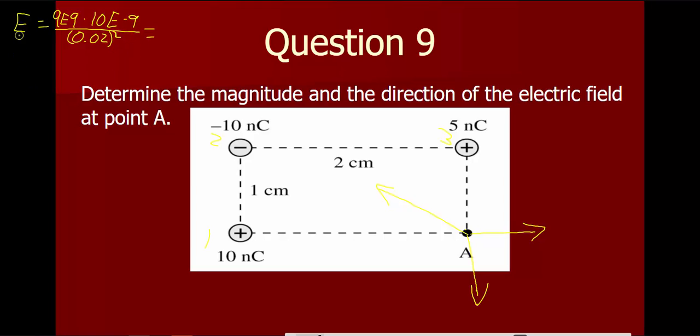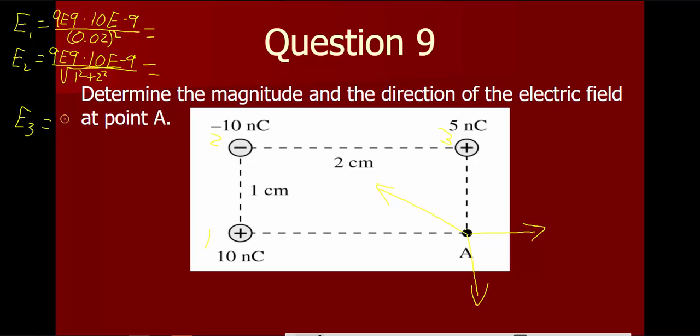That'll give us a number. I'll call it E1. Then E2 is going to be 9 times 10 to the 9th times 10 e to the negative 9, but we don't plug the negative in there, over a distance. Like I said, I'm just going to say square root of 1 squared plus 2 squared, whatever that number is.